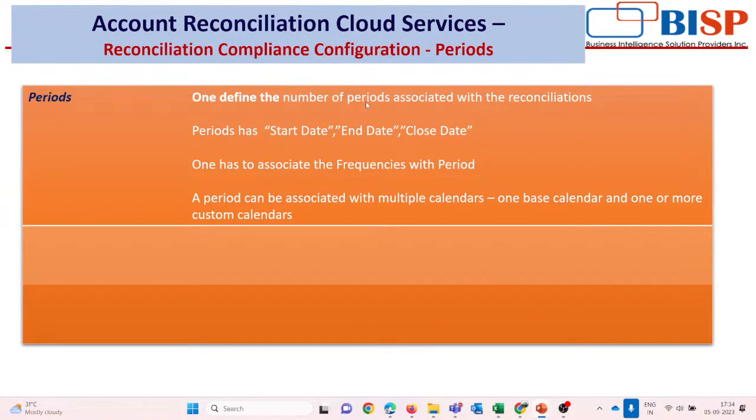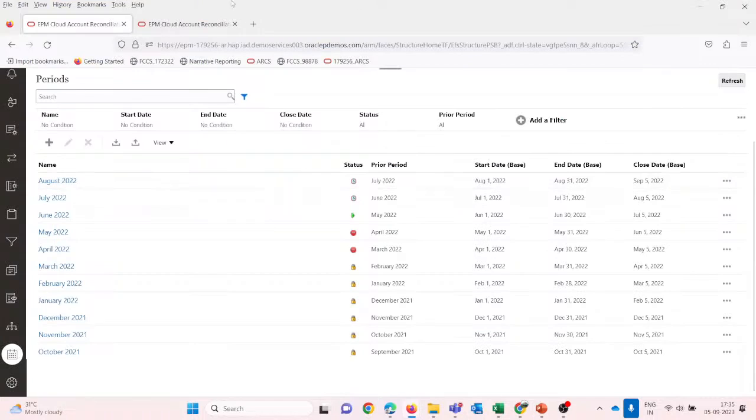So one defines the number of periods associated with the reconciliation. We have to define the number of periods along with each and every reconciliation. The period has a start date, end date, and close date. And one has to associate the frequency with the period, so we have to define the frequency with this period.